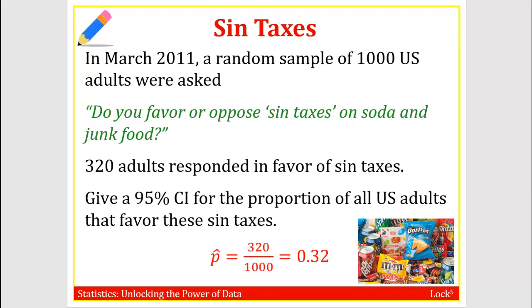Next, we're going to look at our sample statistic. So the statistic that estimates p is p hat. So the appropriate notation for our sample statistic is p hat. We calculate p hat by looking at the proportion in our sample who favor the sin taxes. In this case, we'll take the 320 people who favor it divided by the 1,000 total people in our sample to get a p hat value of 0.32.